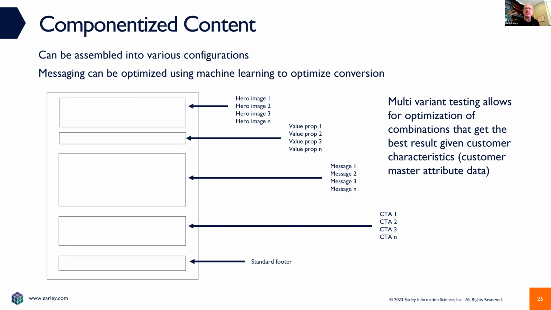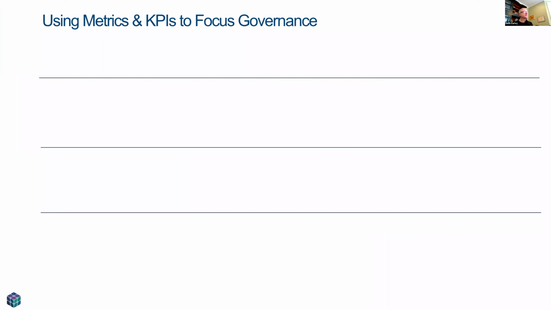So the point here is that when you build this structure, this has lots of downstream effects. You're not duplicating content all over the place, you don't have inconsistent branding, you don't have inconsistent messaging, and you have the ability to do this kind of optimization.